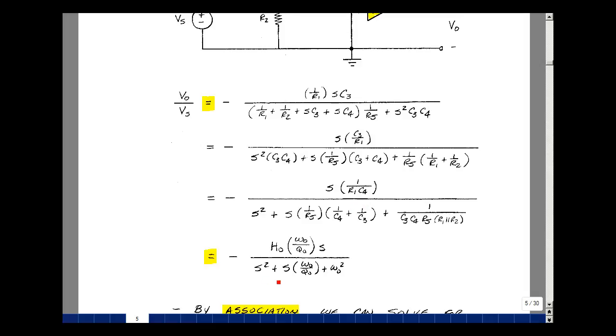This is of the form of a bandpass filter. My bandpass parameters are H0, omega naught, and Q naught, and they are associated with this term, and this term. What I'd like to do is be able to solve for them. In other words, this term right over here is my omega naught squared. This has got omega naught and Q naught mixed together, and this has H0, omega naught, and Q naught mixed together. So we're going to try to use the association of these three terms to extract the value of omega naught, H0, and Q naught.